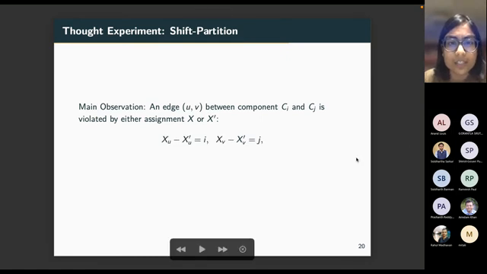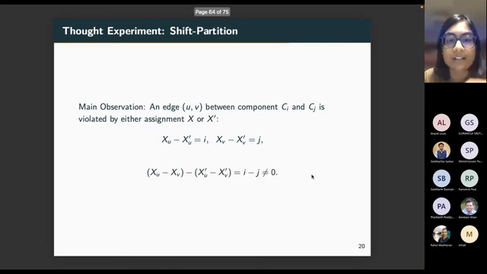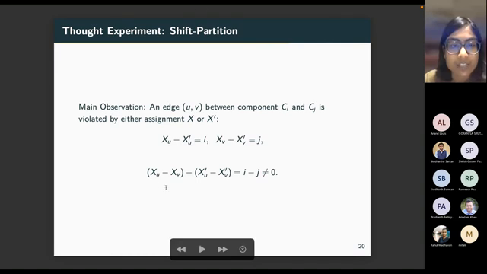So consider the edge uv, and let's say u is in component Ci and v is in component Cj. So by just the properties of Ci and Cj, we have that xu minus xu prime is equal to i, and xv minus xv prime is equal to j. And now let's subtract these two equations, and we just get that xu minus xv minus xu prime plus xv prime is equal to i minus j, and since i is not equal to j, this is non-zero.